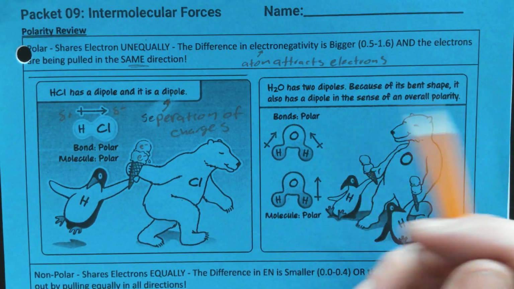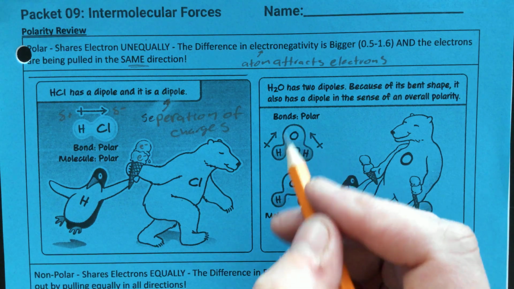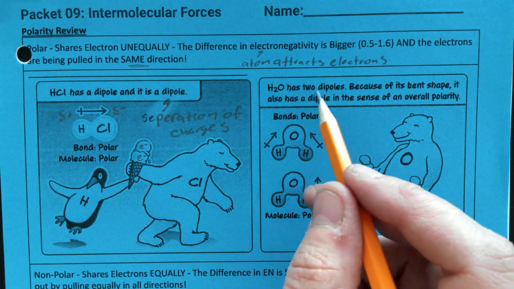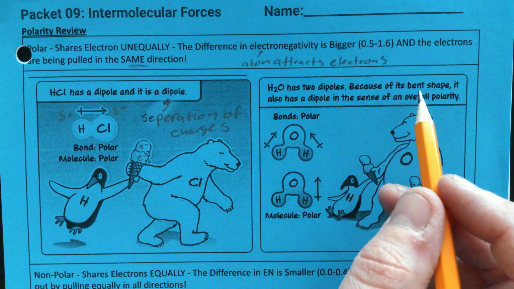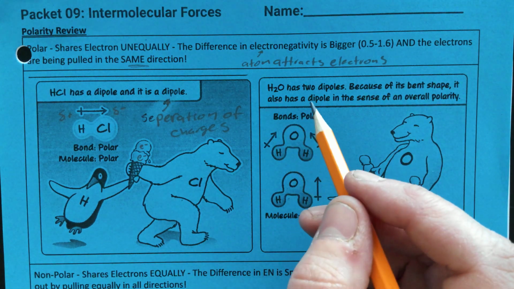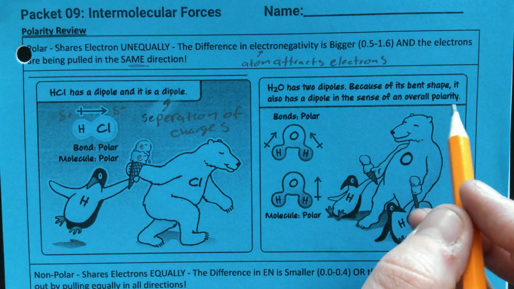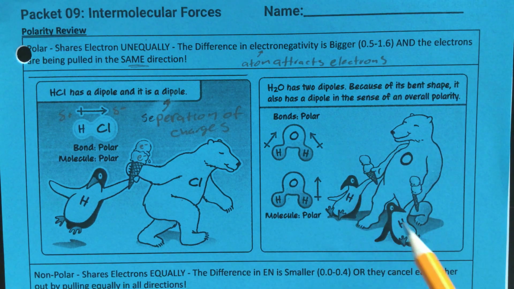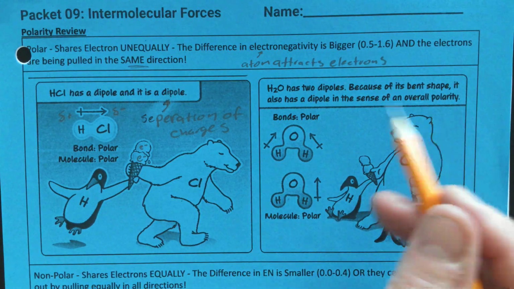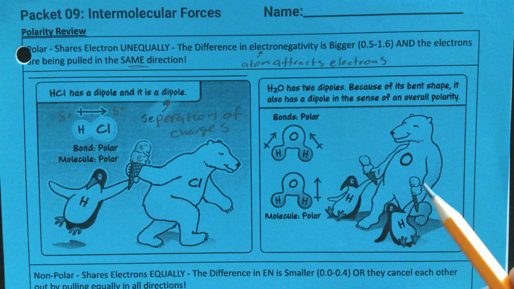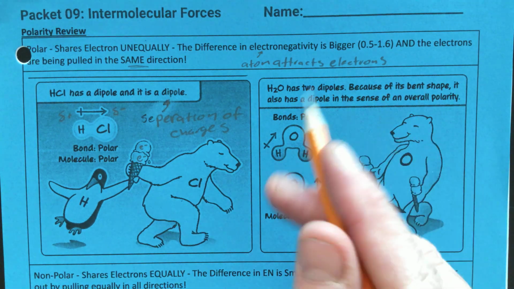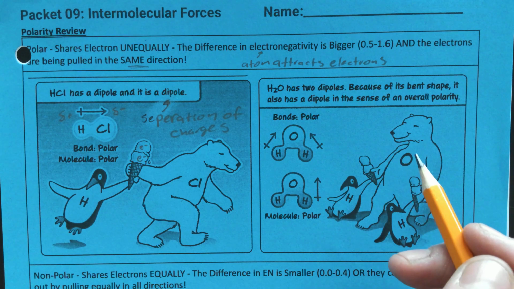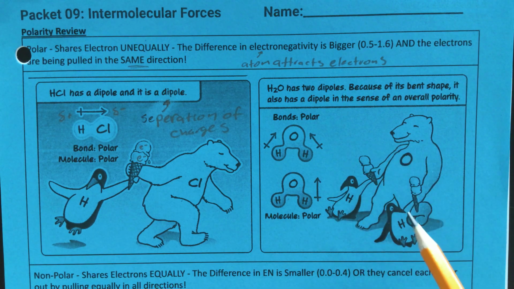Now, if we look at H2O, we have two hydrogens and an oxygen. H2O has two dipoles because it's bent shape. It also has a dipole in the sense of an overall polarity. So here we can see that this polar bear is much stronger than the two penguins, and he's pulling the ice cream cones away from them. He is hogging those ice cream cones. But the penguins are still holding on, so they're technically still sharing. But this polar bear is attracting them more.